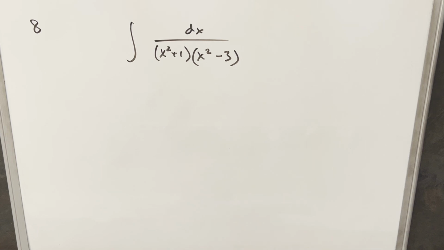Okay, we have here today another integral from the University Math Society. This was problem number 8. We have the integral of 1 over (x squared plus 1) times (x squared minus 3) dx.